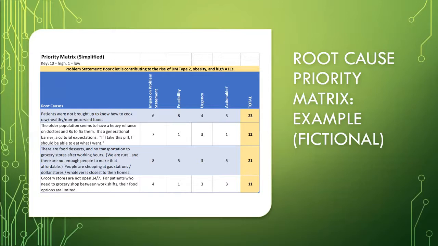For each of these, we assigned a number for the impact, how likely it would be that impacting that root cause would have a positive impact on the problem statement, how feasible it would be to act upon it if we had everything we needed, how urgent the issue was to act upon it, and how actionable it is. Can we do something about it now? And so when we ranked these, we came up with the first root cause really being at the top with a score of 23. So the patients were not brought up to know how to cook healthy or raw and non-processed foods. So that's something that this fictional group felt that they would be able to address.